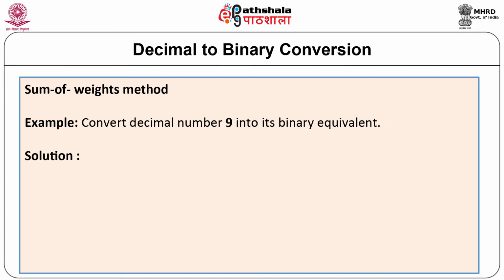Take the decimal number 9. Write the weights in exponential form or in its value. Determine the set of binary weights whose sum is equal to the decimal number. Place 1 and 0 at appropriate positions, that is, place a 1 if the weight is taken during the sum and 0 otherwise. Thus, 9 in decimal is equivalent to 1, 0, 0, 1 in binary.